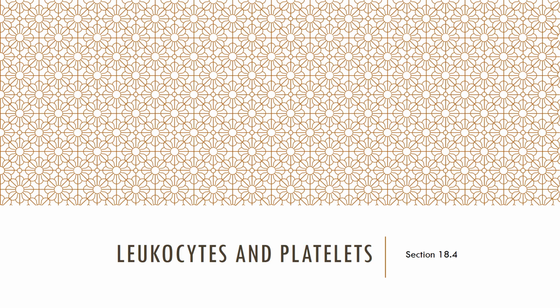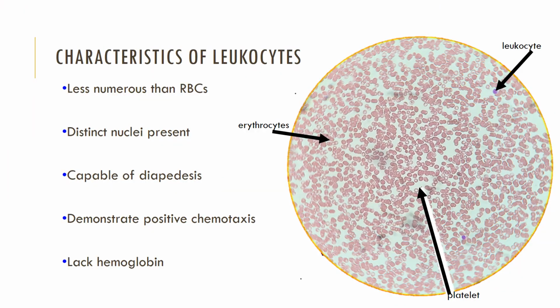Now let's examine the leukocytes and platelets. Leukocyte characteristics are shown here. Leukocytes are less numerous than red blood cells. They also possess distinct nuclei and can therefore perform metabolism. They can leave the circulation.